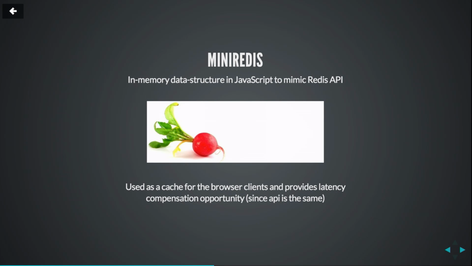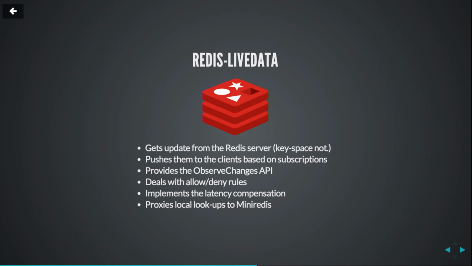So what is mini-Redis? There are 2 packages that we released. First one is mini-Redis. The second one is Redis Live Data. Mini-Redis is an in-memory data structure similar to mini-Mongo. You use it as a browser cache for your application to quickly access it and have latency compensation. Also, we have Redis Live Data, and that's like the heavy package that implements PubSub, security rules, deals with pushing data to the clients, and so on. And particularly, it implements the latency compensation by simulating actions on the browser and then calling the RPC on the server.